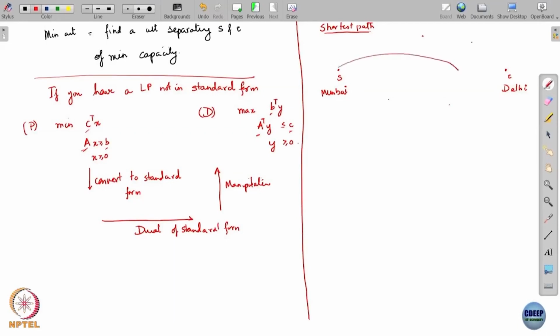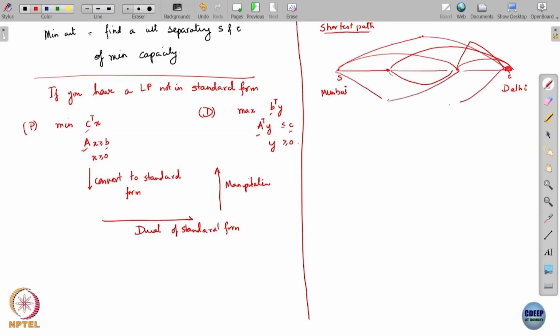One way is that you can fly till somewhere here, then take another flight and get to Delhi. Another way is that you can go from S to some other intermediate node, then you fly till here, and then fly directly to Delhi from here. Another possibility is you can go from here to here and then there, etcetera. So you can see there are numerous possible ways by which you can go from the source node to the destination node.